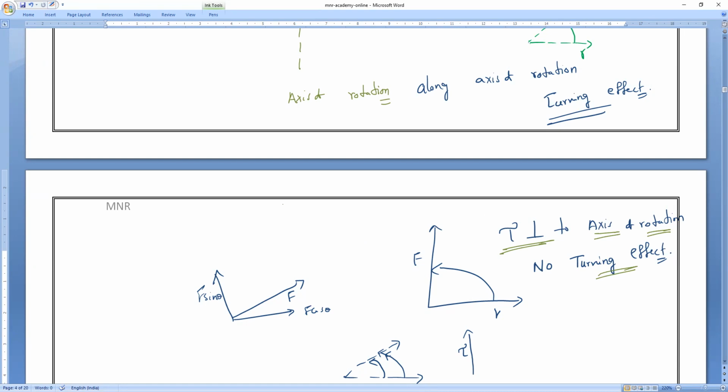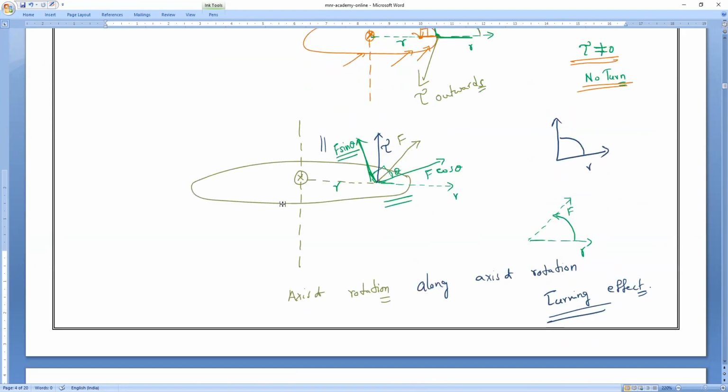So this is what it is. If you keep it in mind, the entire statement is that the component of torque which is always along the axis of rotation can only produce what? Everybody. Only it can produce the turning effect. If it is not, it is not producing the turning effect.